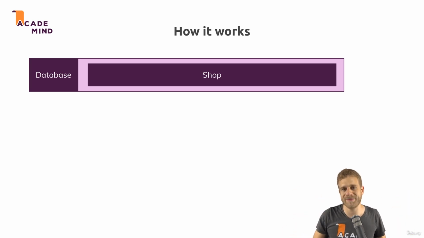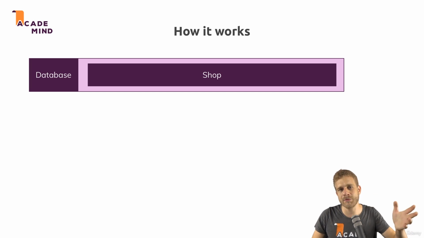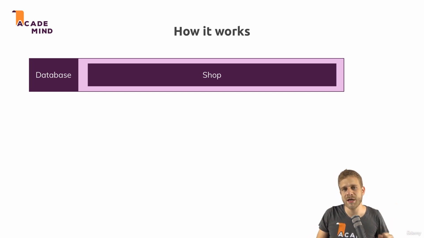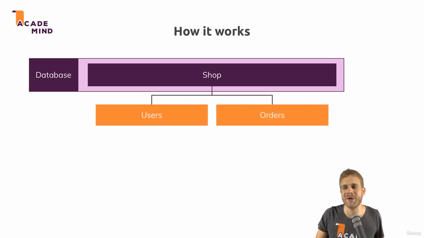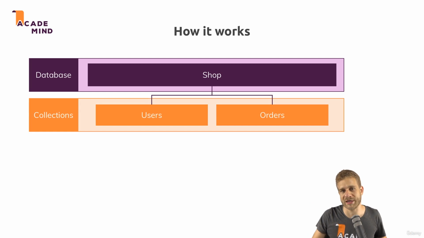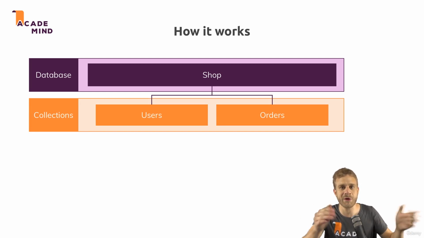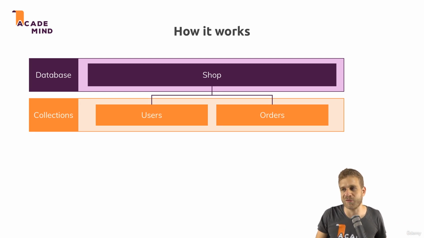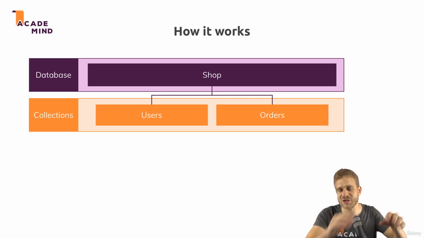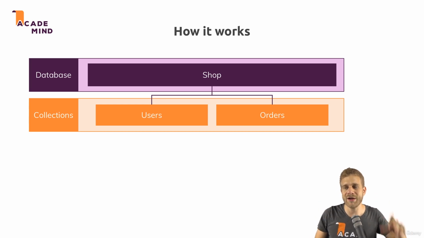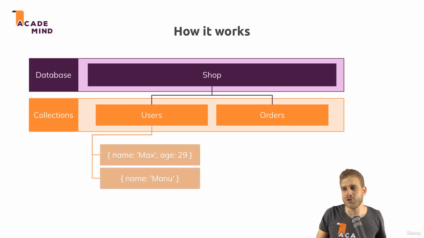So we have a shop database. In the MySQL world, we also have databases, and in such a database, we would have tables. In MongoDB, we have so-called collections. So in our shop, we might have a users and an orders collection. We probably would also have a products collection, but this is just an example, of course. So we have these collections inside our database, and you can have multiple databases and multiple collections per database. Now, inside of a collection, you have so-called documents, which look like this.